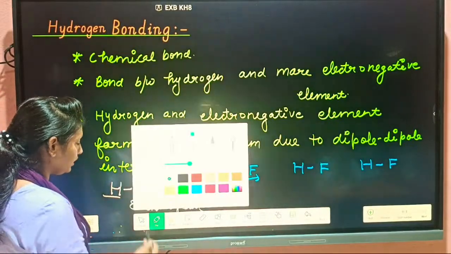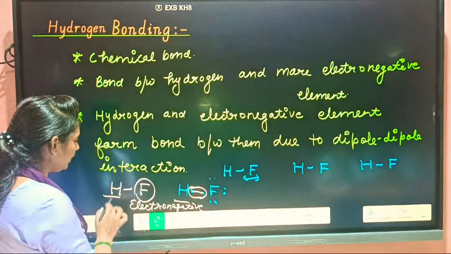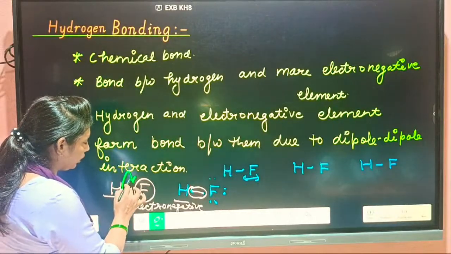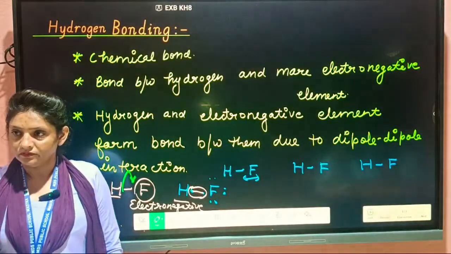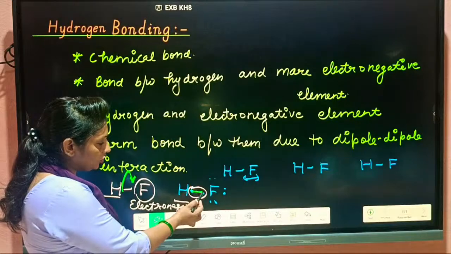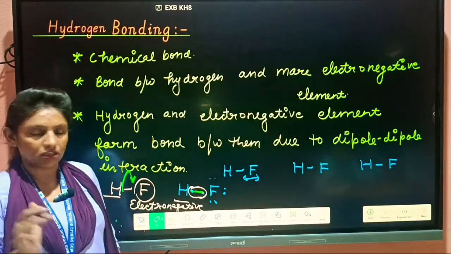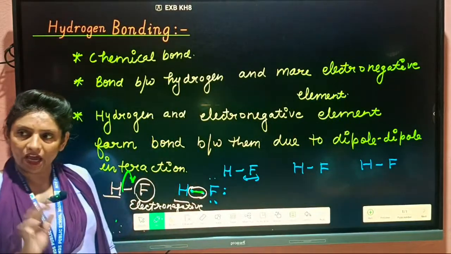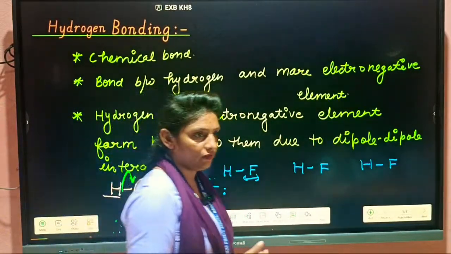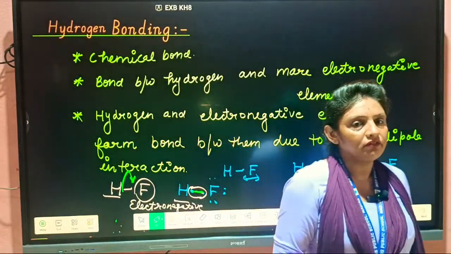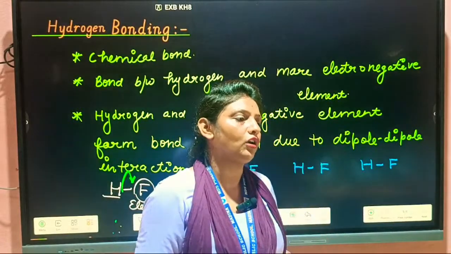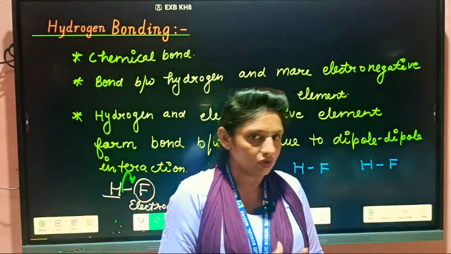So this fluorine has more tendency to attract this shared pair of electrons towards itself. Clear or not? Because this bond is formed by sharing of the electron, and both hydrogen and fluorine have shared their electron. But fluorine is more electronegative, and electronegativity means tendency to attract the shared pair of electrons towards itself. Clear to you or not?